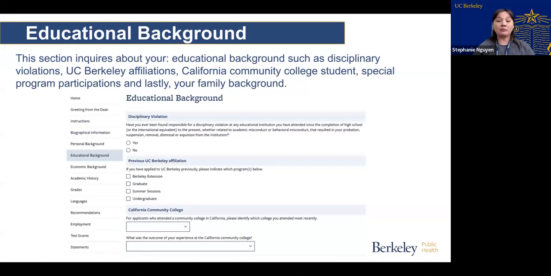Moving forward to the educational background, indicate any information around your attendance, if there were any disciplinary violations, community college within California. Again, very straightforward. And if it doesn't apply, that's okay. You can move forward in the process. So keep in mind that a lot of these questions may not necessarily apply to you, and it is possible to move forward in the application process.